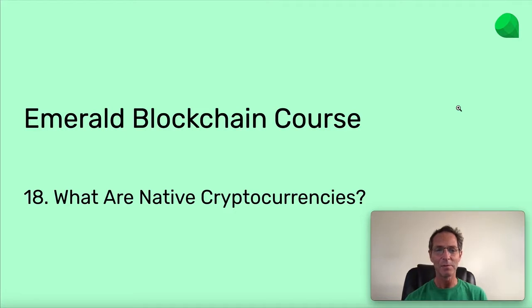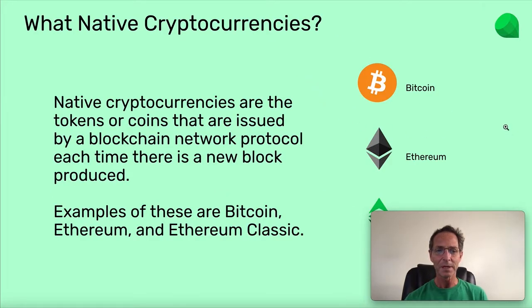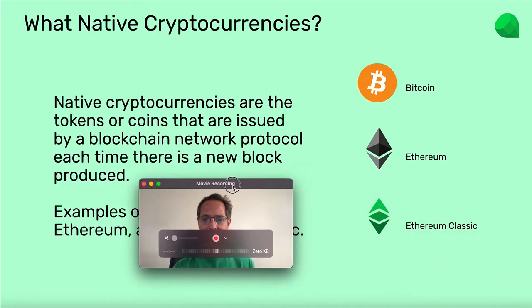This is the Emerald Blockchain course, Class 18, What are native cryptocurrencies? Native cryptocurrencies are the tokens or coins that are issued by a blockchain network protocol each time there is a new block produced. Examples of these are Bitcoin, Ethereum, and Ethereum Classic.